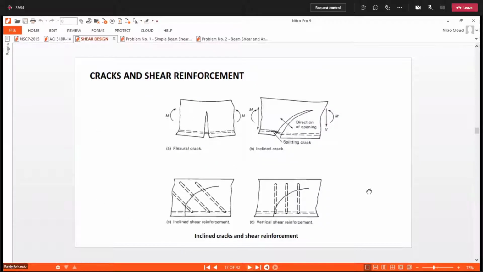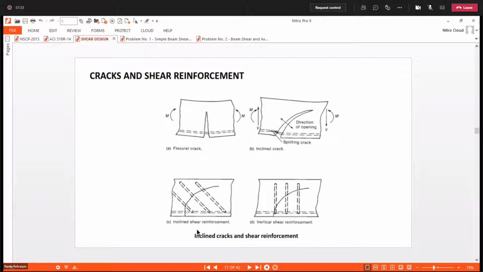Okay? So, ito yung ating iba-ibang identification ng cracks. If your crack starts at the bottom, which is under tension, so this is due to flexural cracks. Okay? Now, if the direction of the crack is diagonal, so we call it the inclined crack. Okay, inclined crack yan.